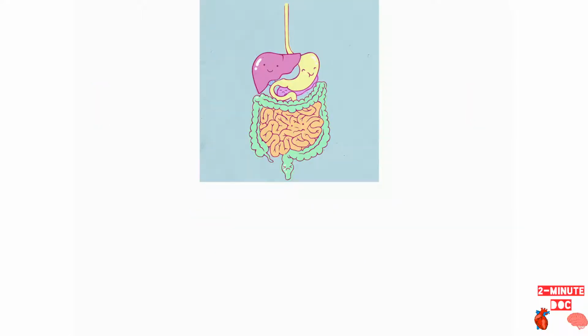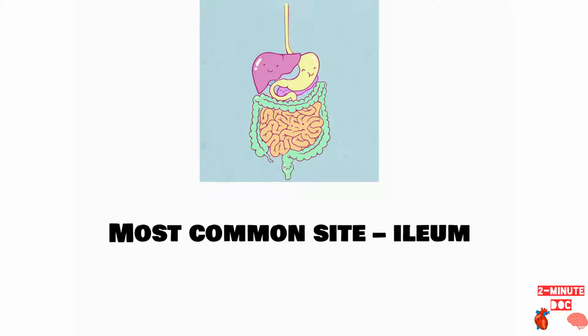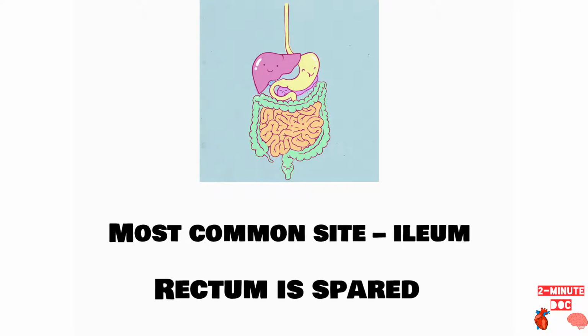Now, Crohn's disease involves almost the entire gastrointestinal tract, right from esophagus to the rectum. But the most commonly involved site in Crohn's disease is ileum, which is a part of the small intestine. Rectum is usually spared in Crohn's disease.